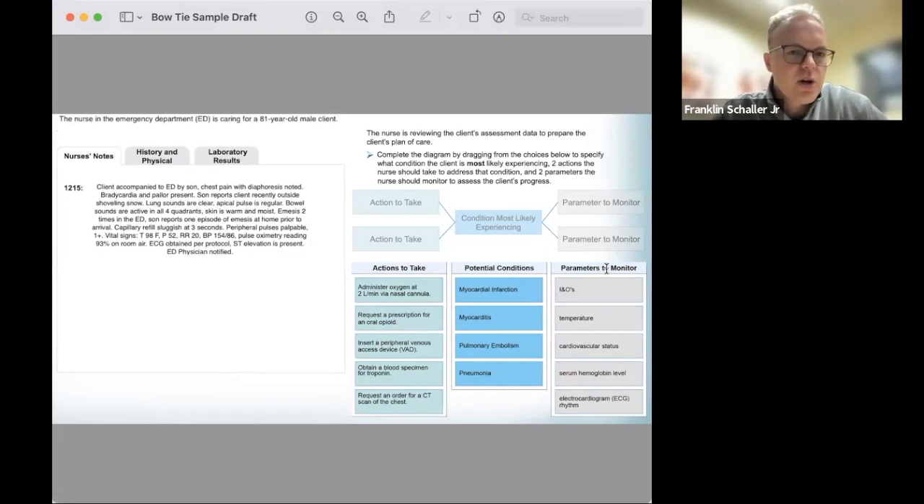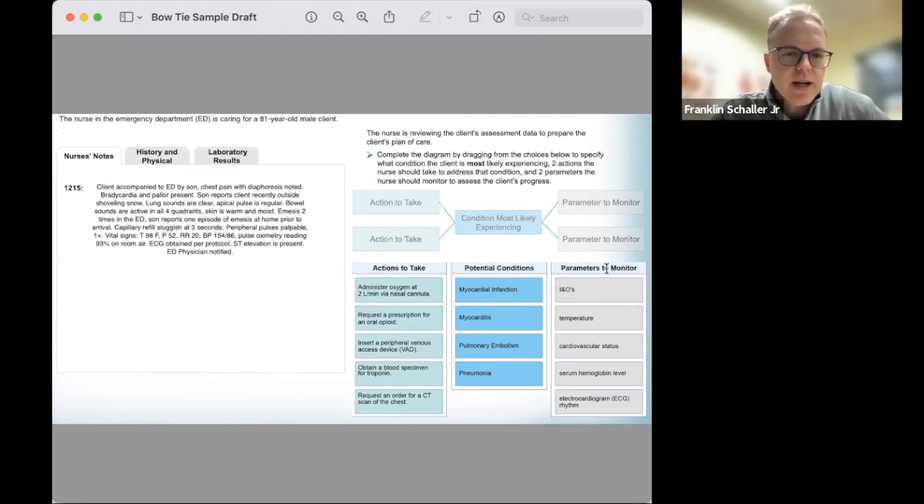Under nurse's notes, at 12:15, it says the client is accompanied to the emergency department by his son. There's chest pain with diaphoresis noted. Bradycardia and pallor are also present. The son reports the client was recently outside shoveling snow. Lung sounds are clear, apical pulse is regular, bowel sounds are active in all four quadrants, skin is warm and moist. Emesis two times in the emergency department. The son reports one episode of emesis at home prior to arrival. Capillary refill is sluggish at 3 seconds. Peripheral pulses are palpable, 1+.